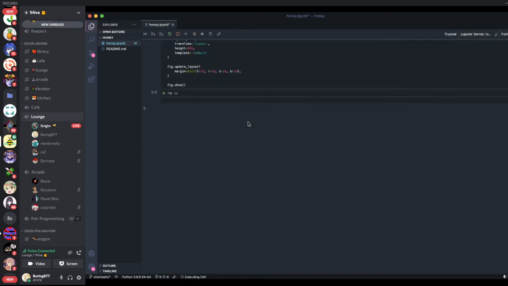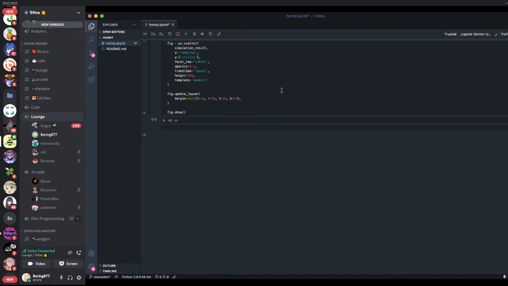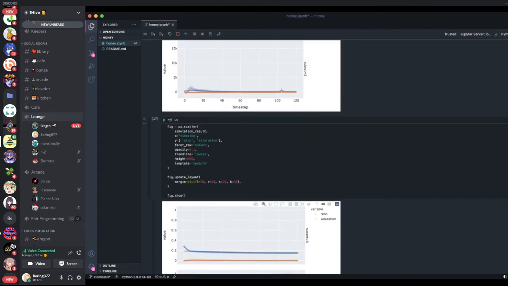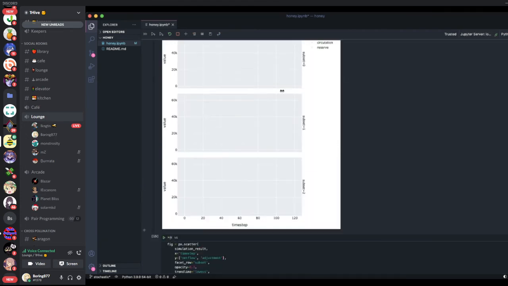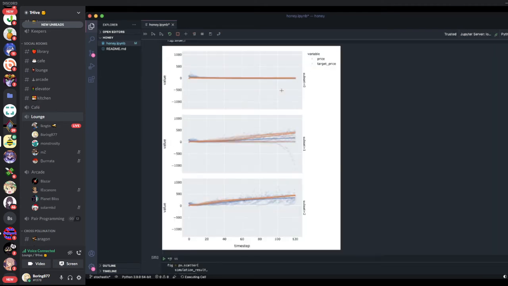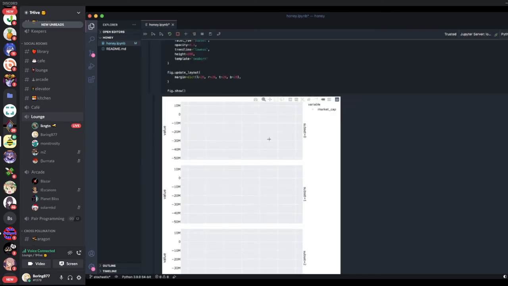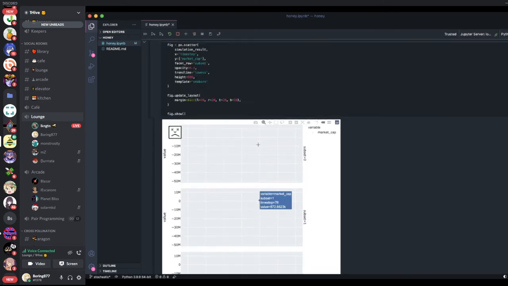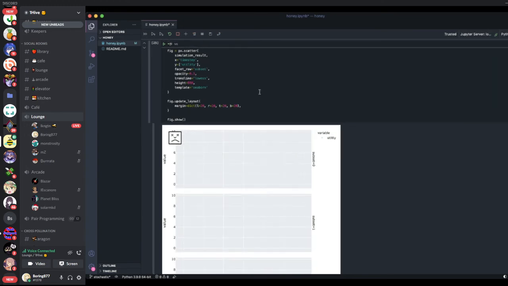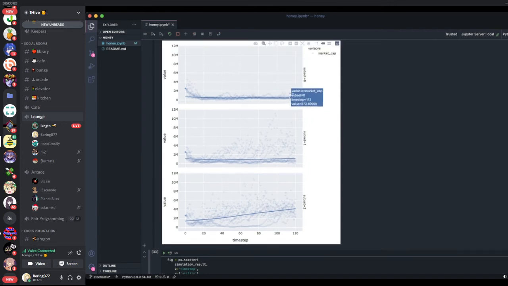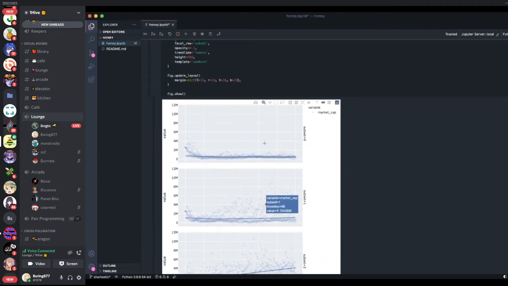Sorry, I'm just waiting for this to load. So we have this price and we have market cap. If I run this, we've got different scenarios based on the different productivity settings, but you end up with a trend for market cap. And this is based on the pricing policy.